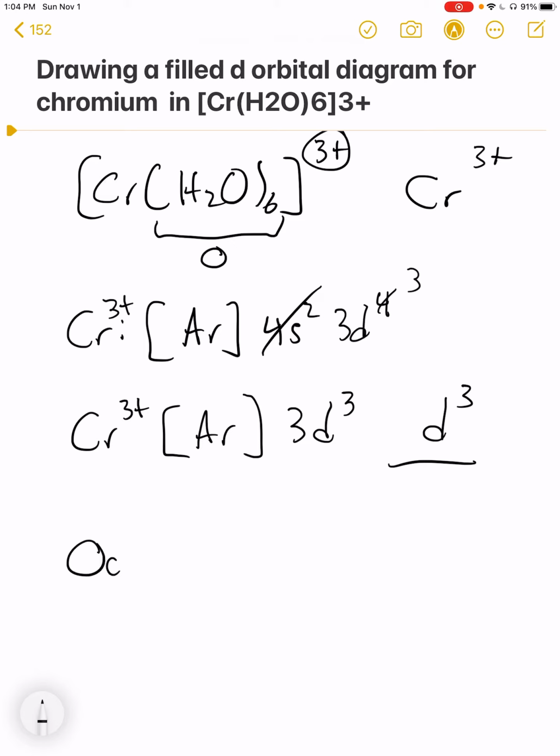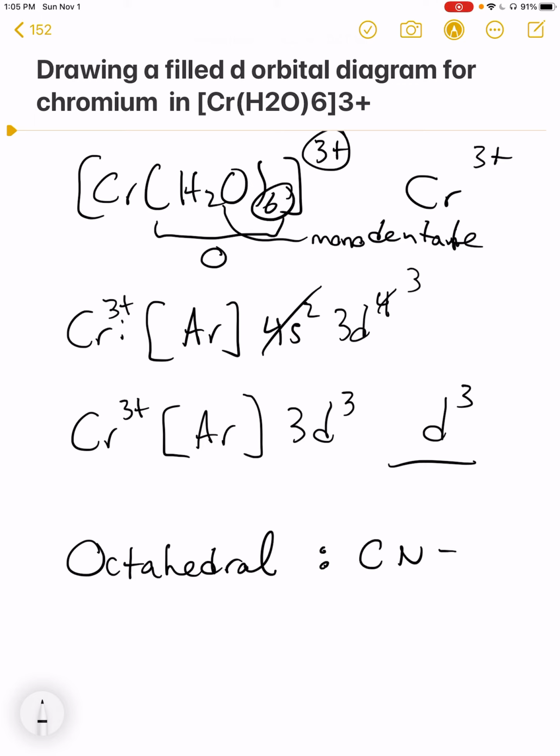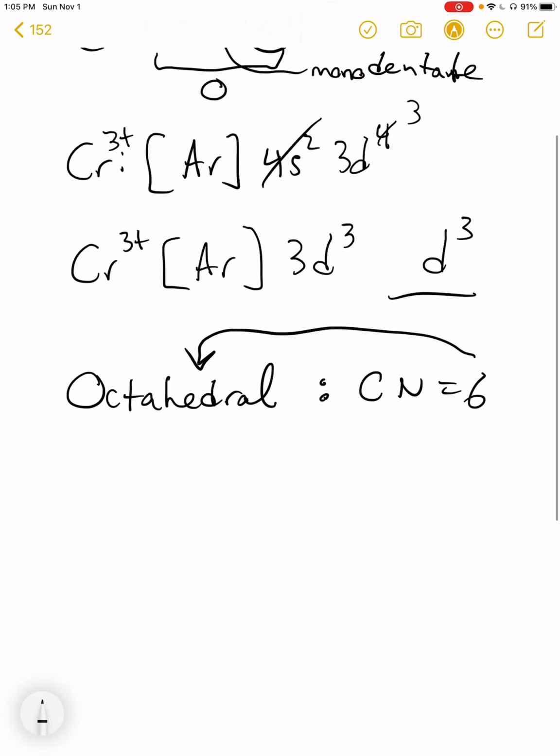Next, we need to know what kind of complex geometry that we have. This is going to be an octahedral complex, and we know it's octahedral because water is a monodentate ligand, meaning it can only form one bond with the chromium, and there are 6 of them, so that means the coordination number must be 6, and that means the geometry is octahedral.